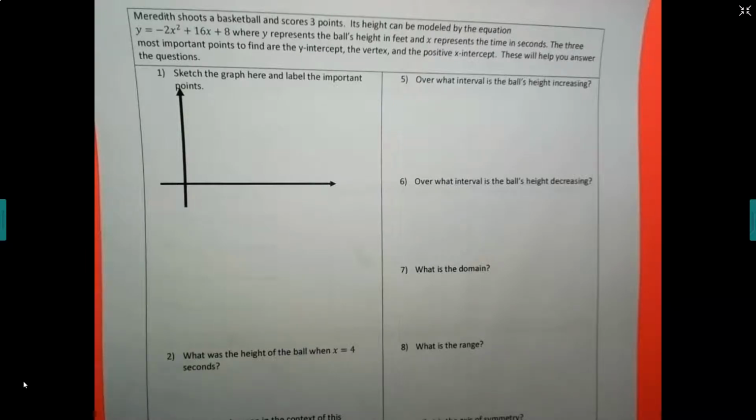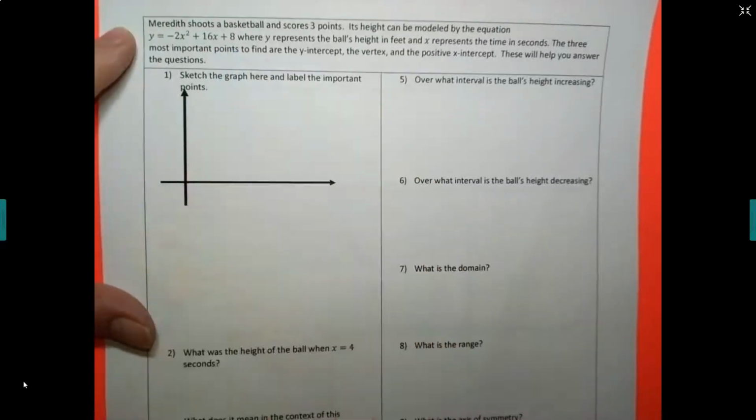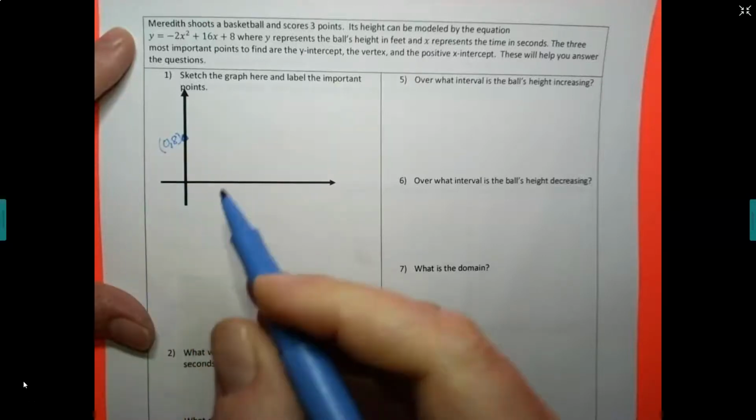The three most important points to find are the y-intercept, the vertex, and the positive x-intercept. These will help you answer the questions. So for our sketch, our C value in standard form is 8. So that means somewhere, I'll just decide where it is, I have a y-intercept of (0, 8).